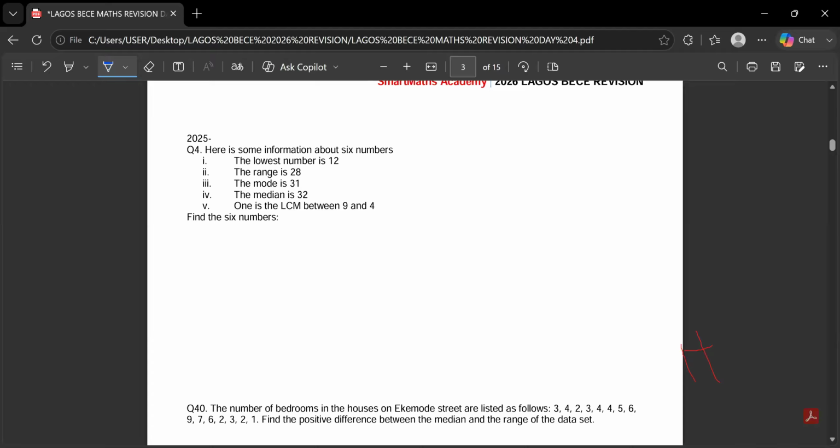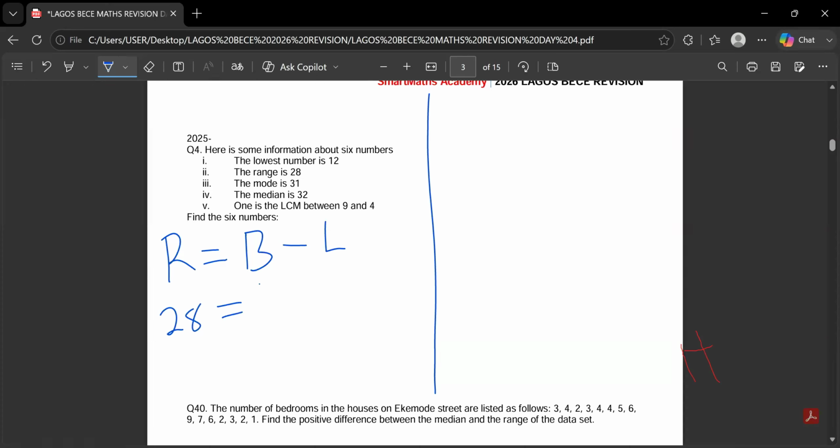So we are going to take it one by one. The first thing is the lowest, which is 12, and the second one we are given is the range. The range means the biggest minus the lowest number. The range is given to be 28. And we are given the smallest number, which is 12. So that means the biggest will be 28 plus 12 equals what? The biggest. I hope I'm making sense.